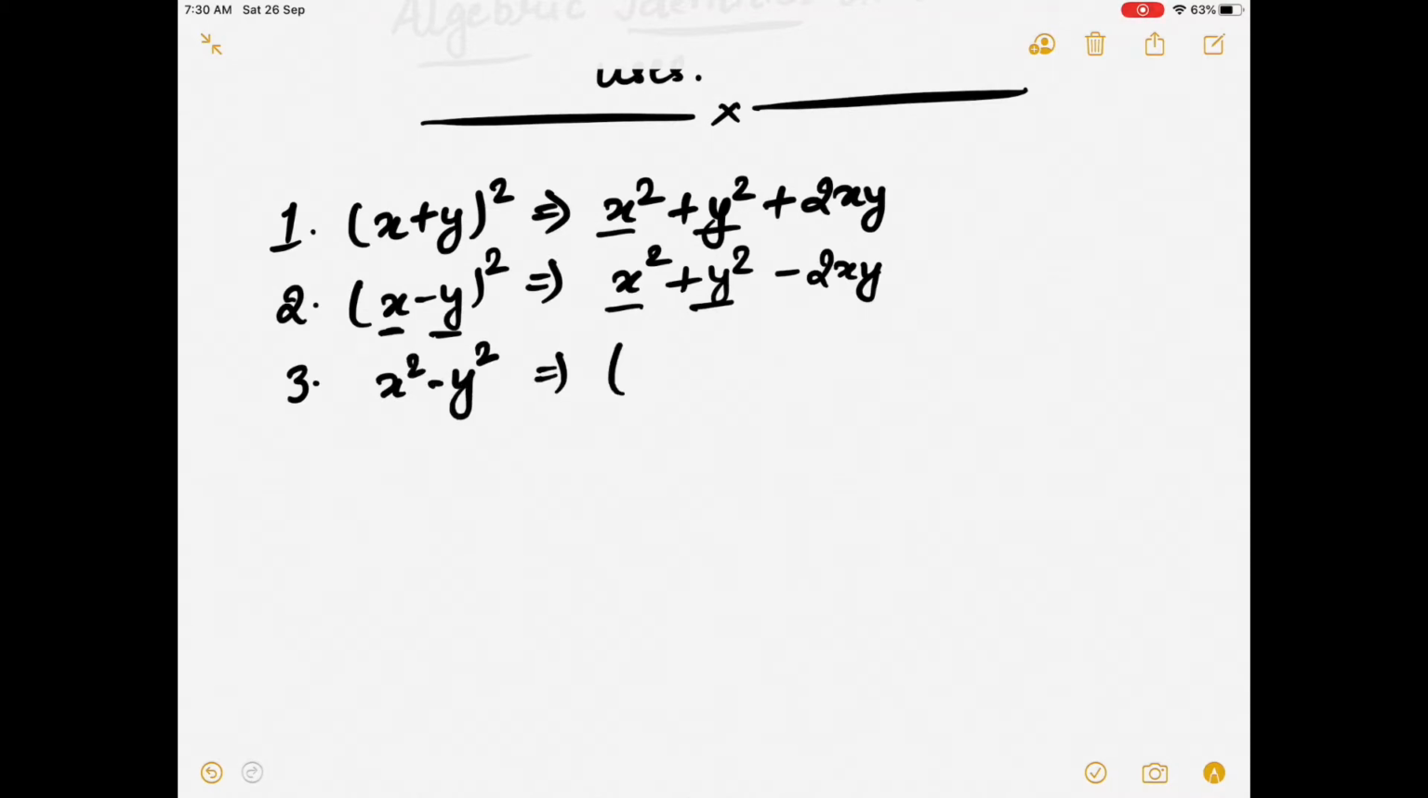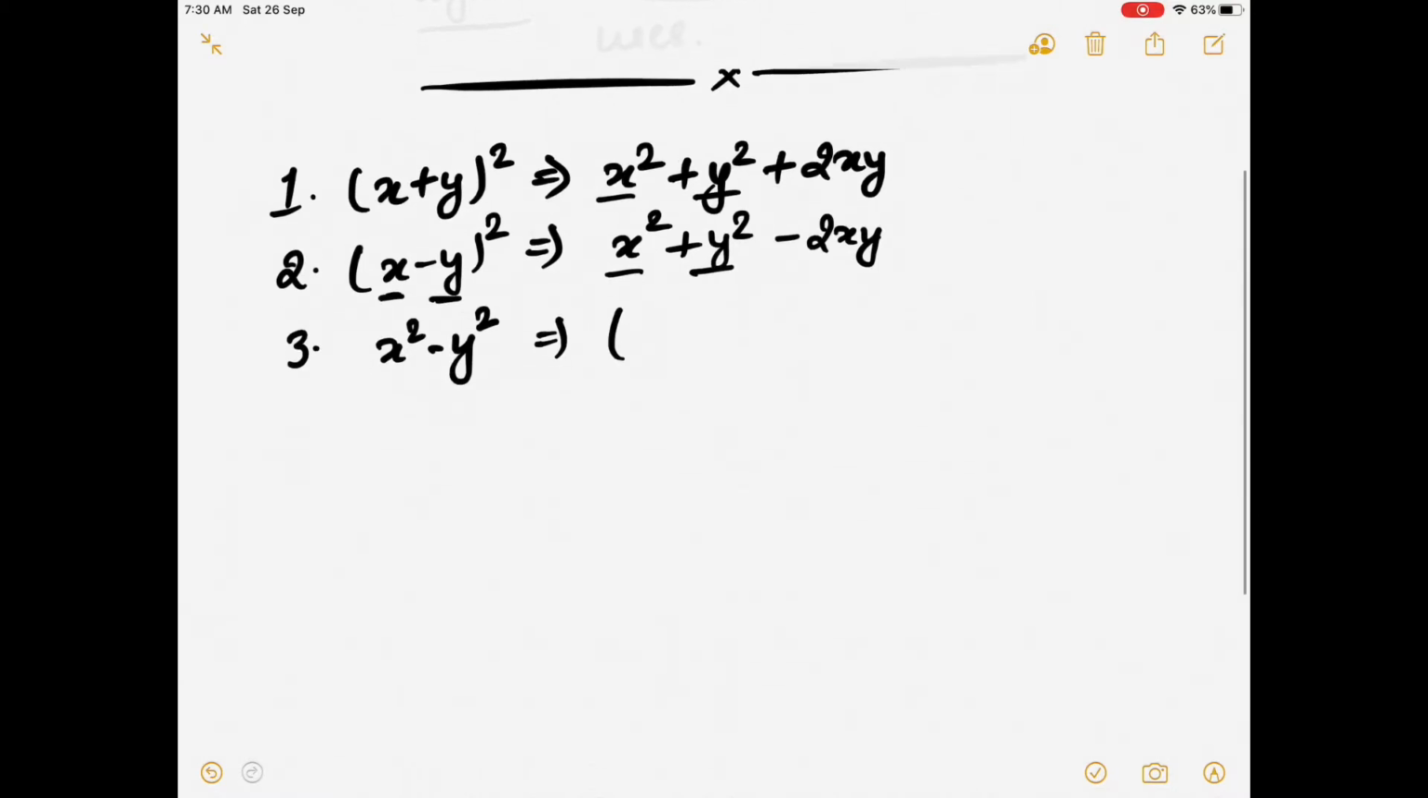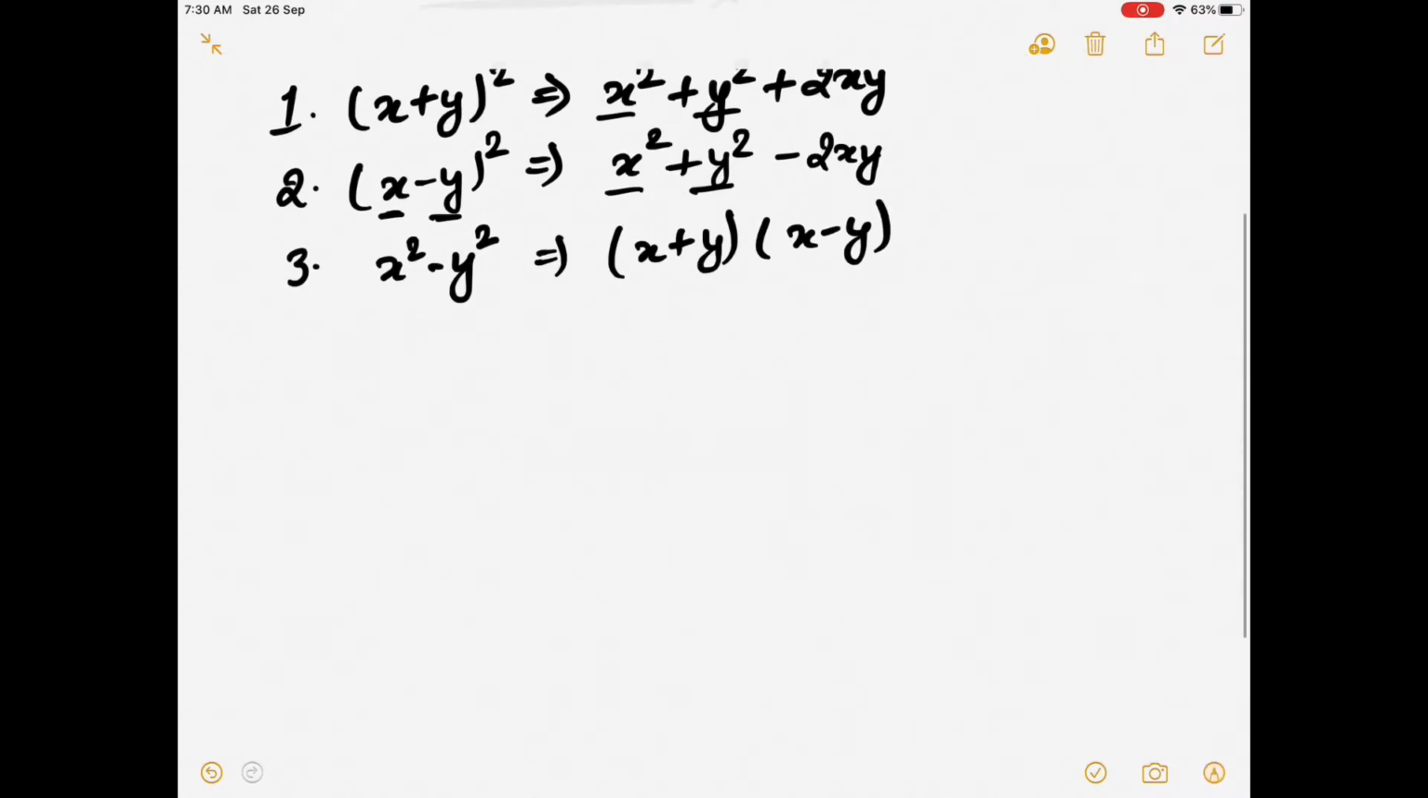In the first two identities we were expanding, but here we are going to combine it so as to form a complete identity. So (x plus y) into (x minus y). This is our third identity. What is our fourth identity now? (x plus a) into (x plus b).